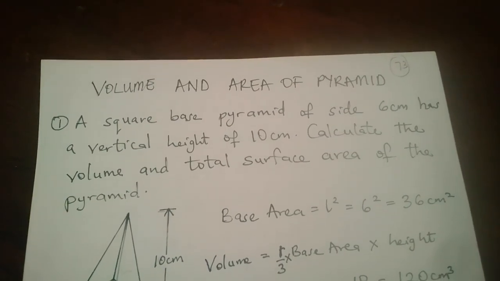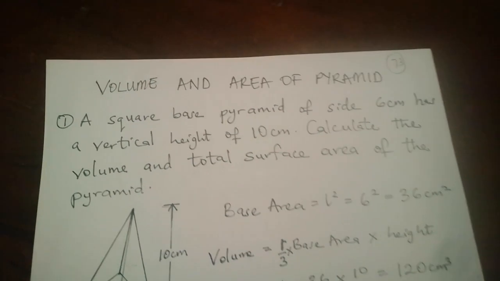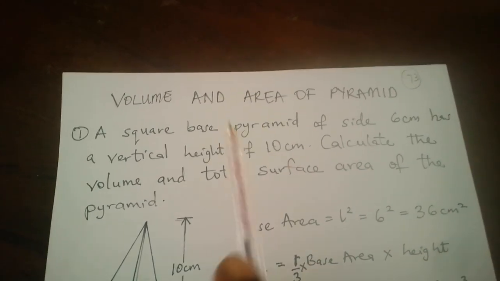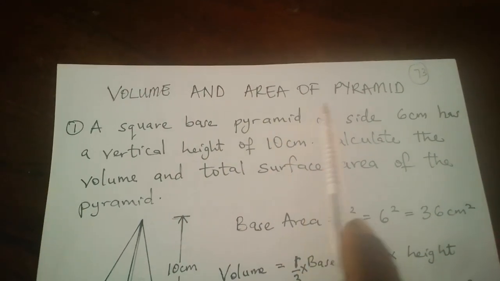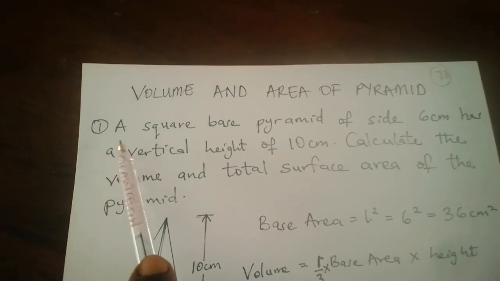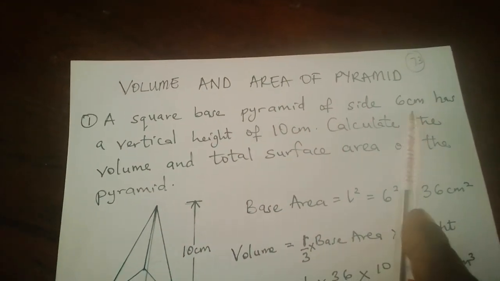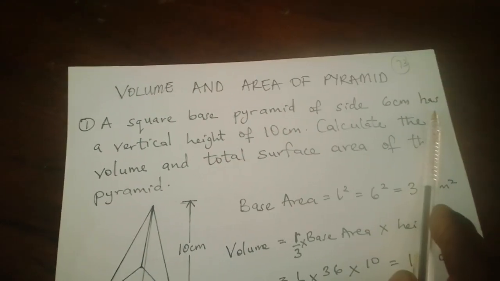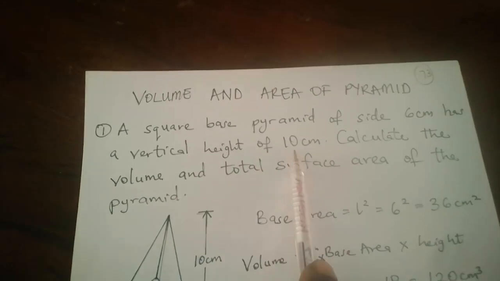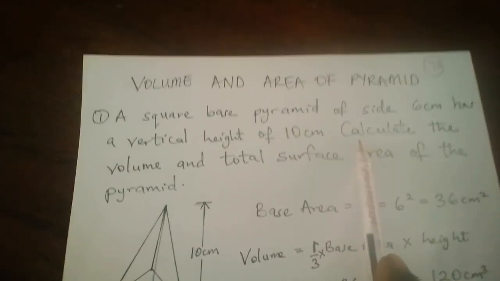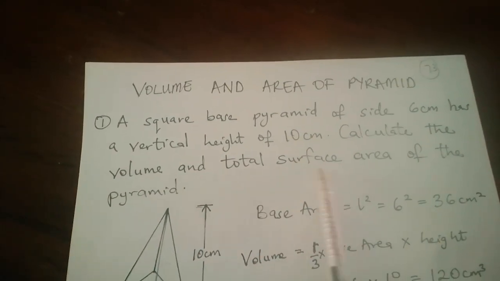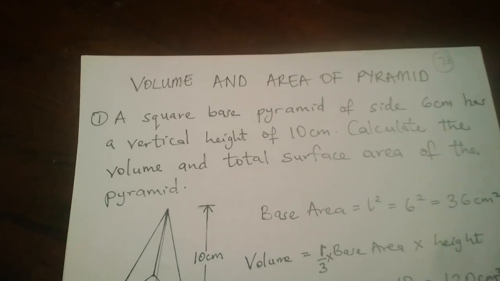Now let us look at the volume and area of a pyramid. Number 1. A square-based pyramid of side 6 cm has a vertical height of 10 cm. Calculate the volume and total surface area of the pyramid.